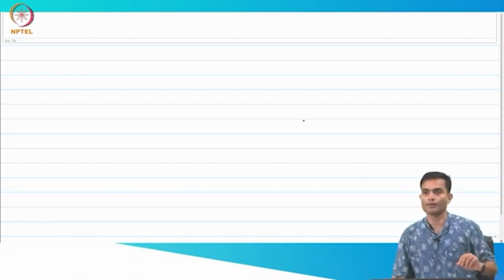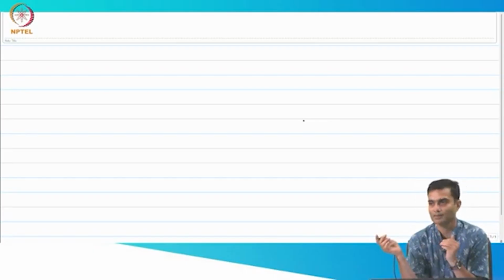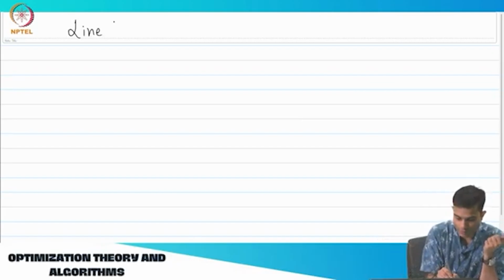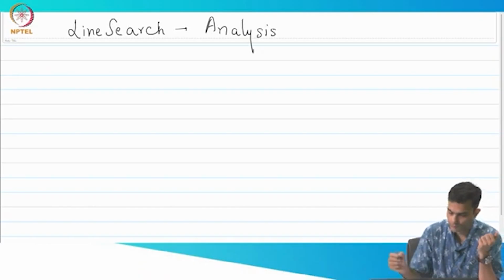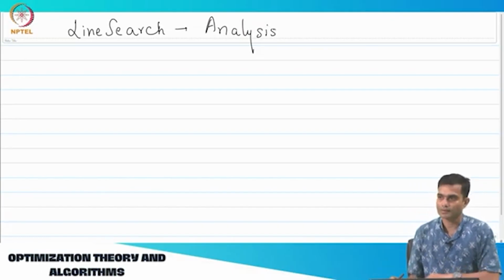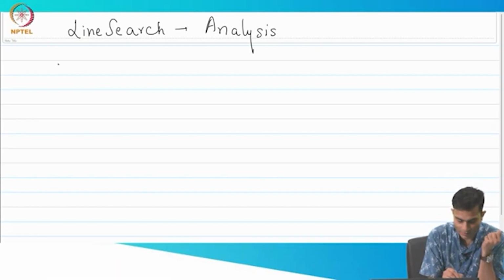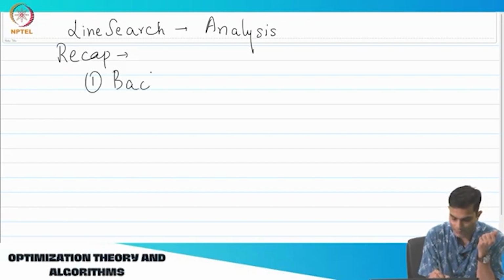Okay, so today we are going to talk about line search, the analysis part. Convergence is what we are going to talk about. So let's write that down. Line search analysis. Now you've already seen the backtracking line search algorithm, right? So let's just recap that before we get into analysis. So the recap is, we spoke about backtracking line search.